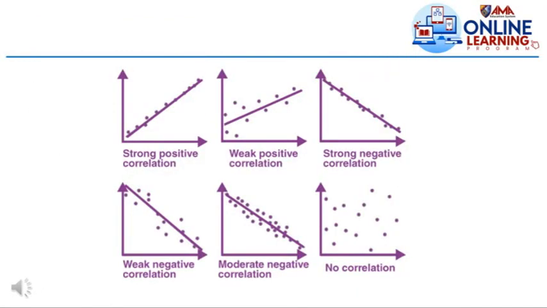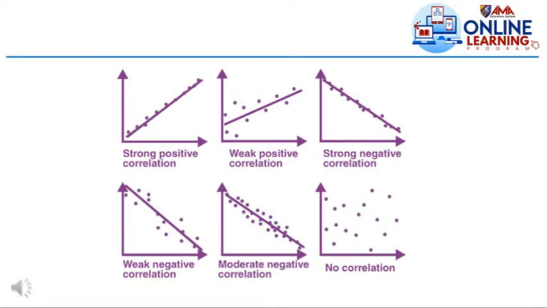Here is an example of a scatter plot. The first figure shows a strong positive correlation. You can see that the linear graph is increasing to the right and decreasing to the left. It means that the graph has a positive slope, which means that the points in the graph are increasing. The second figure is weak positive correlation.